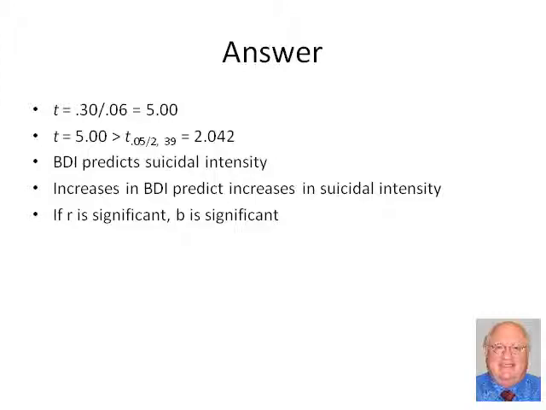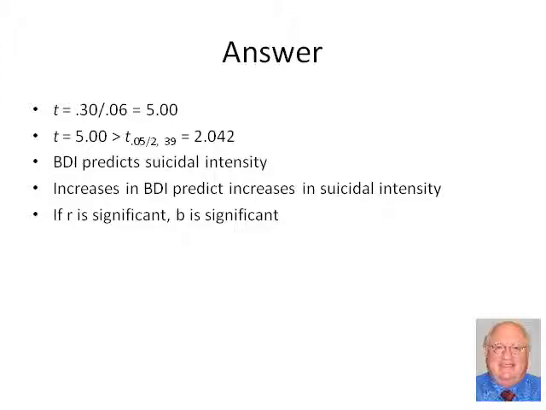We would conclude that BDI scores at intake are significant predictors of suicidal intensity ratings in the first 6 months of treatment. Based on the original finding that R equals 0.43 and R squared equals 0.1849, we would say that BDI scores can help to predict 18.5% of the variance in the criterion. Also, because b and R are both positive, we would say that increases in depression scores predict increases in suicidal intensity ratings.